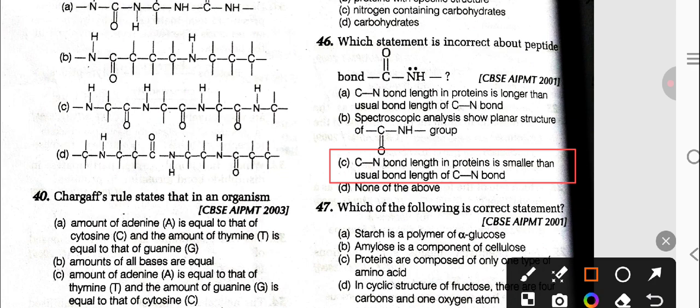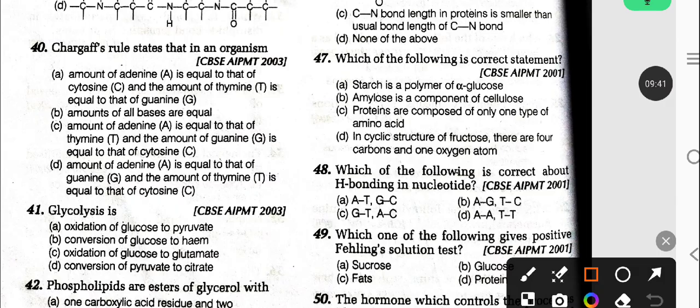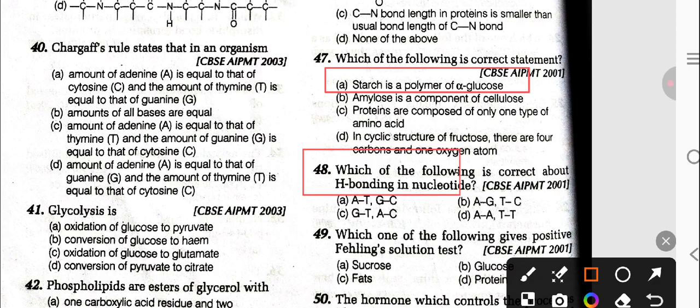Next, which of the following is the correct statement? So it is starch is a polymer of alpha glucose. Starch is made up of glucose units. Which of the following is correct about hydrogen bonding in nucleotides? So adenine pairs with thymine and guanine with cytosine. Option number is the right answer.